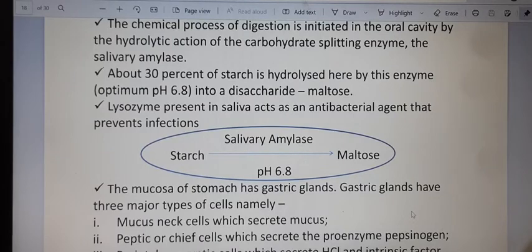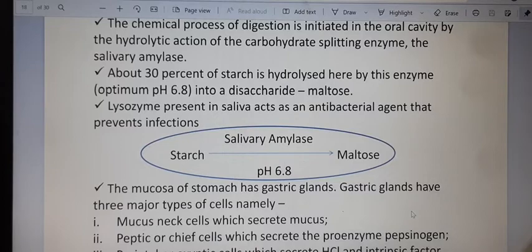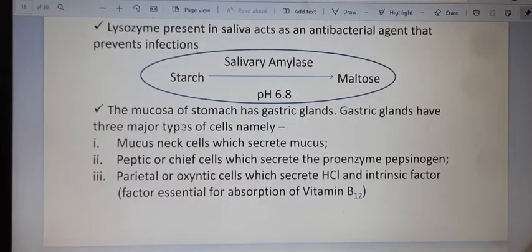So because some part of the carbohydrate is digested in our mouth, we can say that the chemical process of digestion is initiated in the oral cavity by the hydrolytic action of a carbohydrate splitting enzyme, the salivary amylase. About 30% of starch is hydrolyzed here by this enzyme into a disaccharide, maltose. Then lysozyme present in saliva acts as an antibacterial agent and prevents infections.